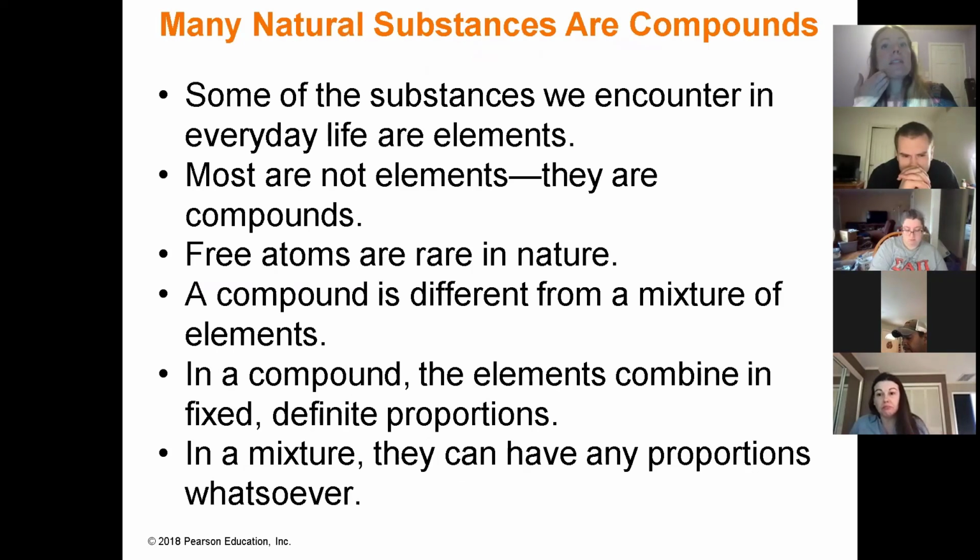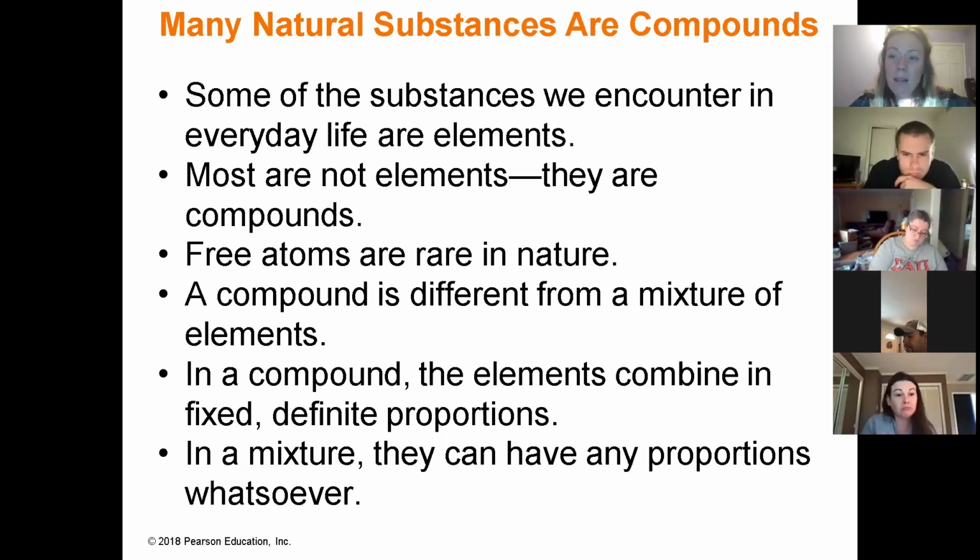Some of the substances that you interact with in everyday life are elements, like graphite in your pencil, or a true diamond ring. But most of the things that we come into contact with are either compounds or mixtures, usually compounds. Why are free atoms or free elements so rare in nature?